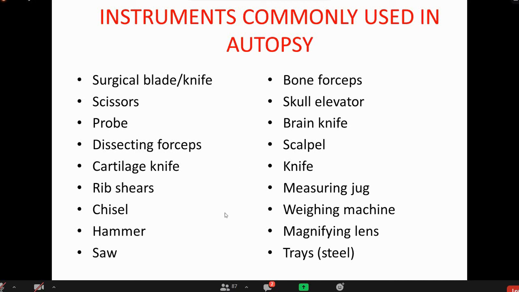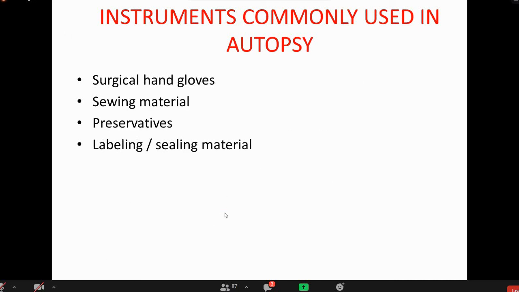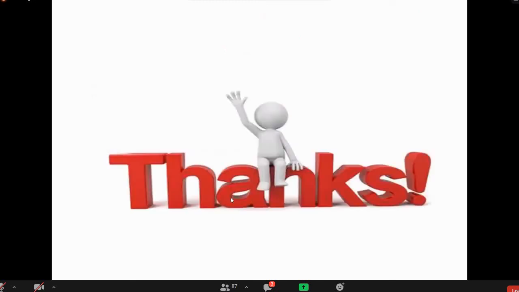These instruments can be seen at the Department of Forensic Medicine museum, you can see them at either DMC or DIMC. Apart from that, there are surgical hand materials, different preservatives, labeling and sealing materials, and jars into which you send the specimens, okay.